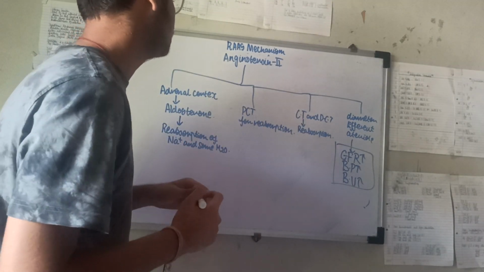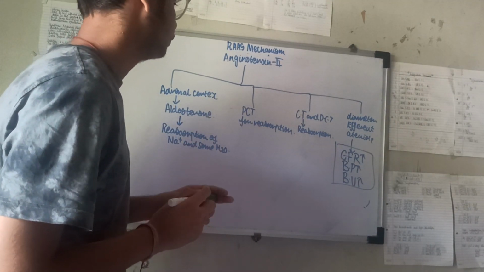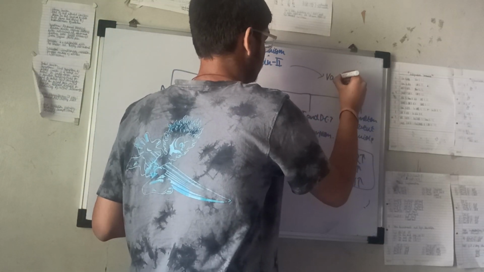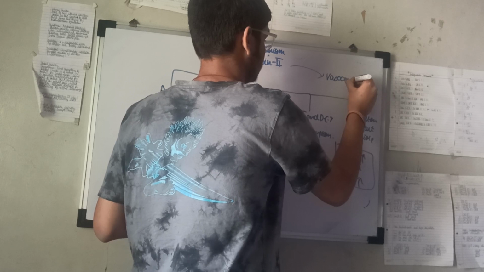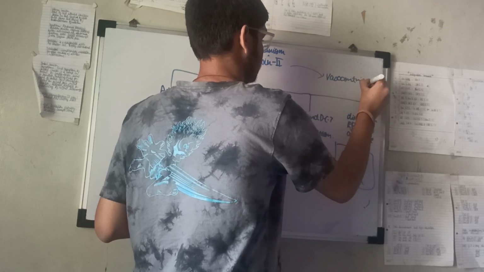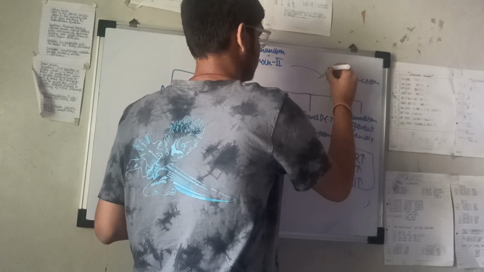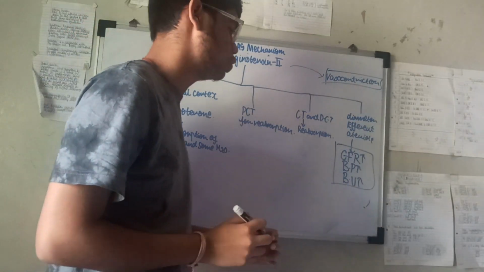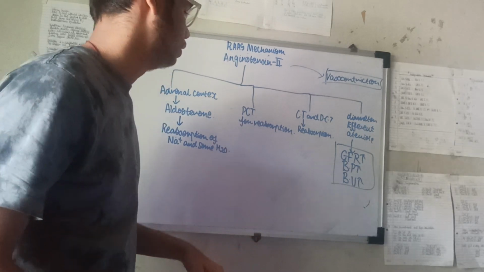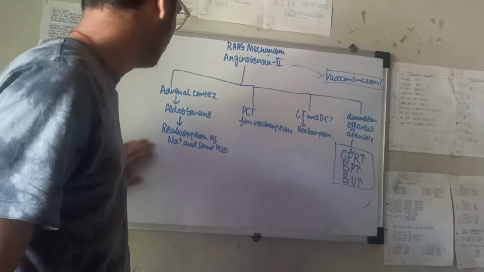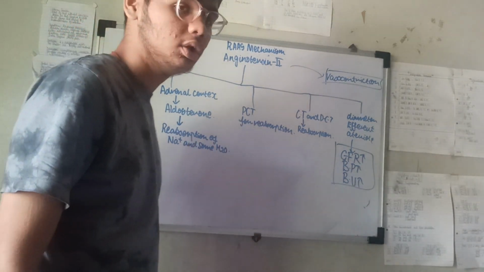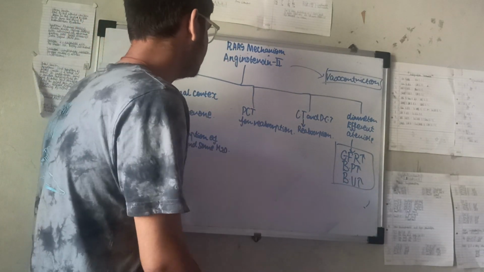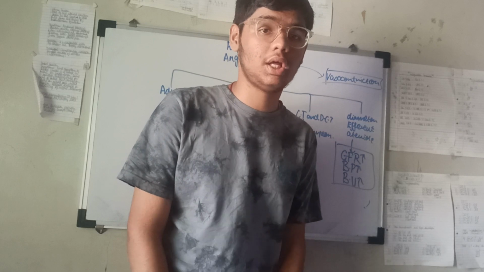So this angiotensin 2 functions like a vasoconstrictor. It further constricts the efferent arteriole so that GFR increases and we are getting back to our normal, that is, normal GFR is restored back. So this is the whole thing about the RAAS mechanism.